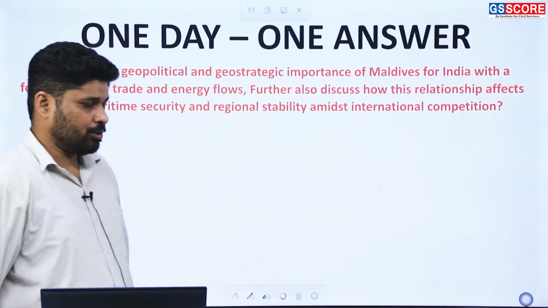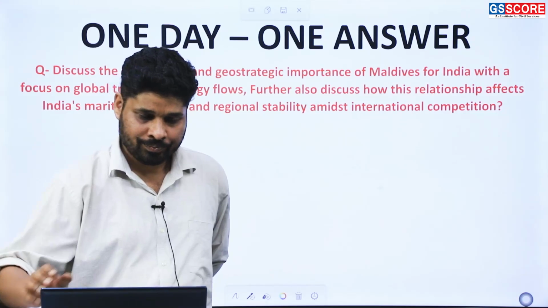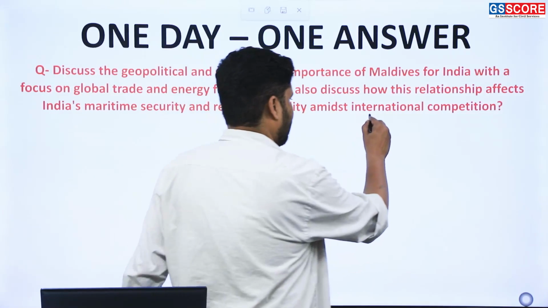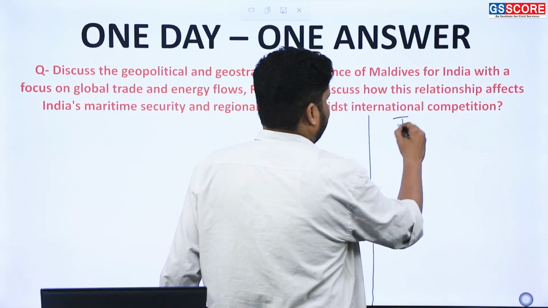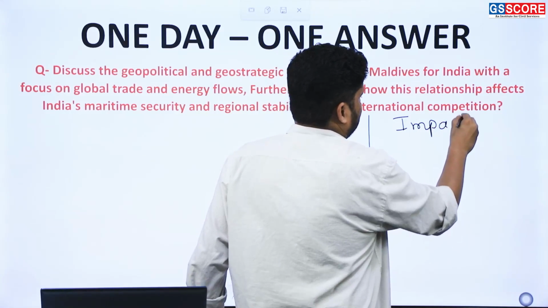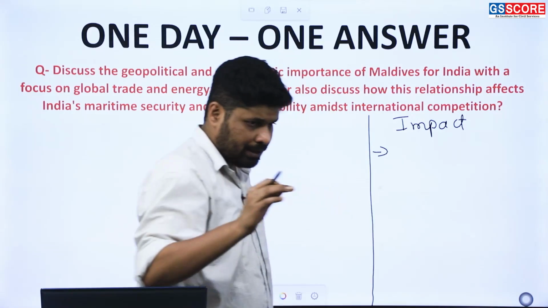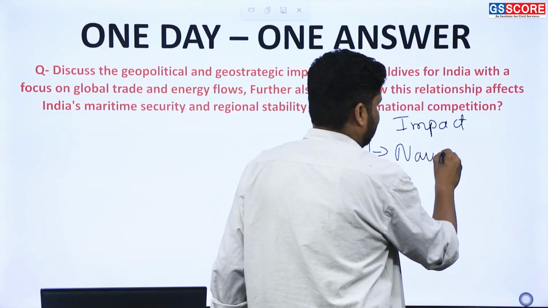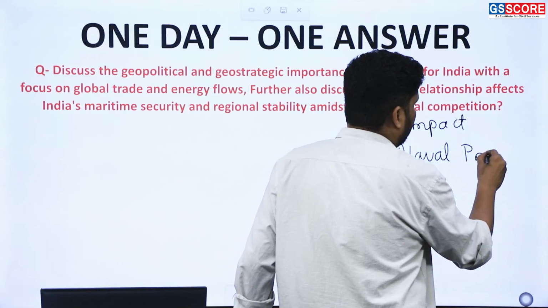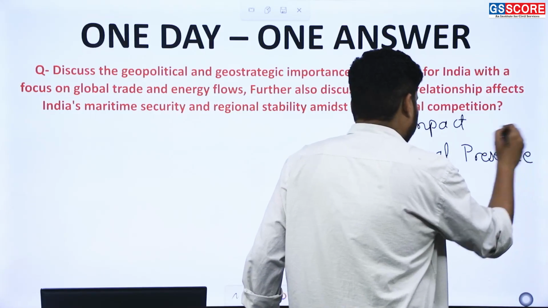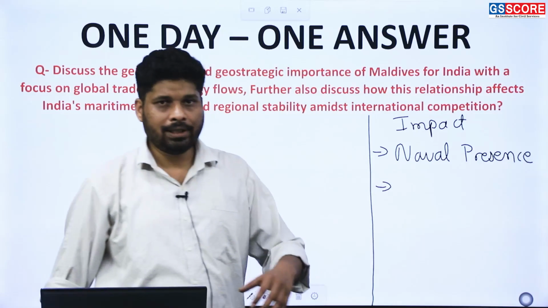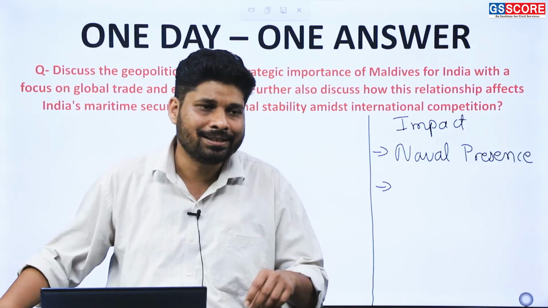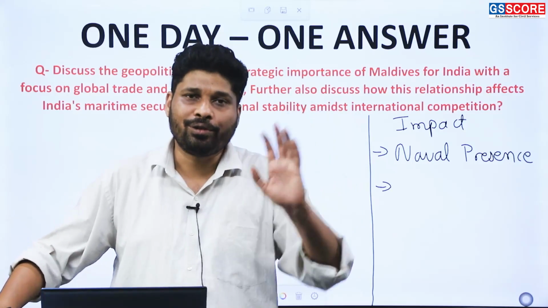So, first and foremost, when you take into consideration good relations between India and Maldives, in impact if I write, relations between India and Maldives will have an impact over India's naval presence in the region. Naval presence and naval cooperation also. Not only that, it will also have an impact with respect to India coordinating with island countries of the Indian Ocean for better security of the region.